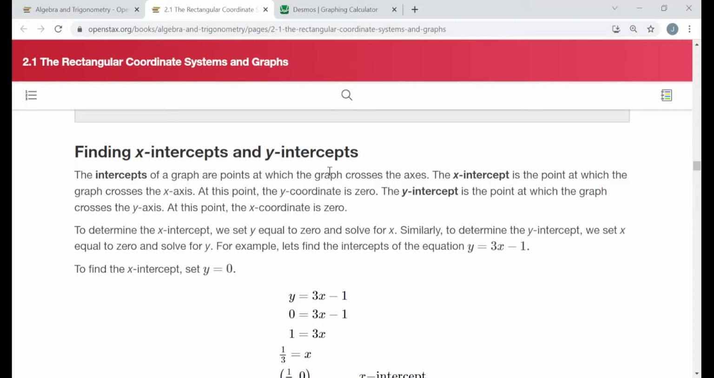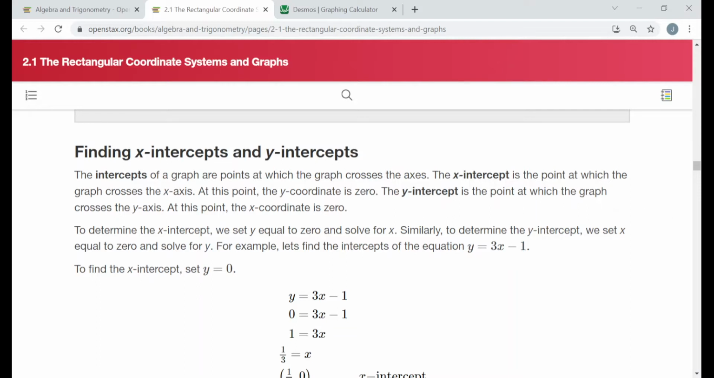I also request that when I start a new question, pause the video and try to work it out yourself first before watching me do it and then comparing. Because if you're just watching me do these things and not practicing yourself, chances are you're not going to learn all that much.